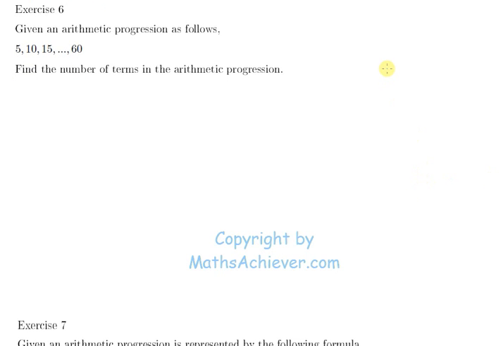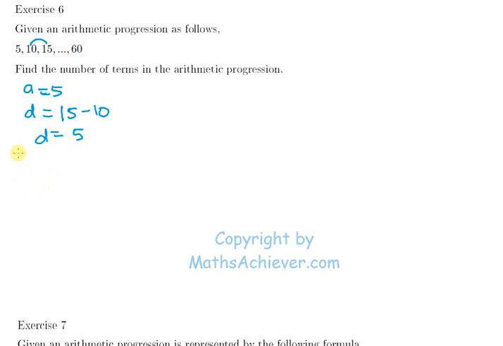Let's take a look at another exercise. Given an arithmetic progression as follows: 5, 10, 15, 60. Find the number of terms in the arithmetic progression. So here, once again, we know that the first term A equals 5. The D is a difference between two consecutive terms, and let's say we take these two terms, 15 minus 10, which gives us 5. So the common difference is D.